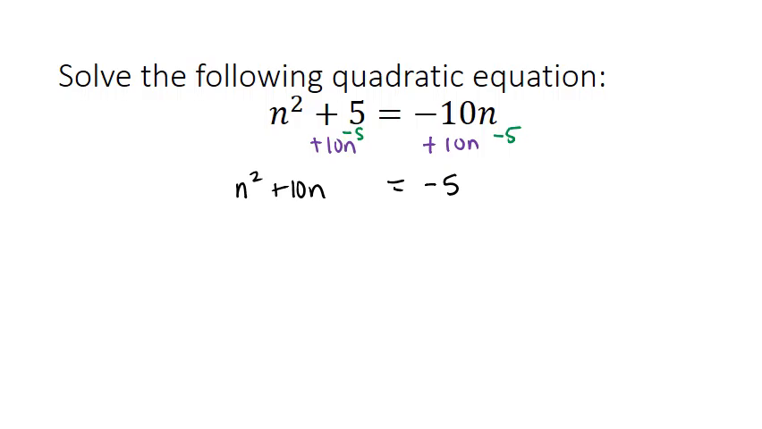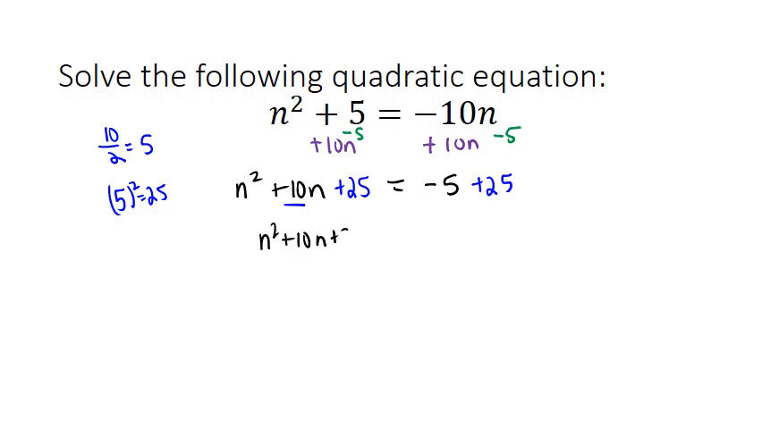Now, when you solve an equation by completing the square, you take the linear term, in this case 10, you divide it by 2, which is 5, and then you square that, which becomes 25. I'm going to add positive 25 to both sides of the equation, because whatever you do to one side, you must do to the other. So I have n squared plus 10n plus 25 equals 20.